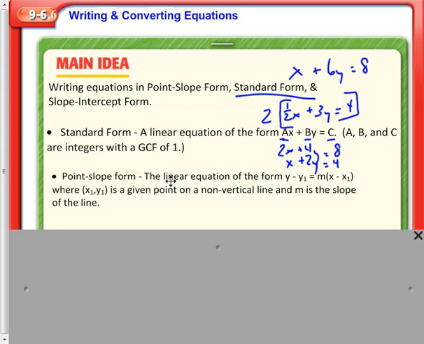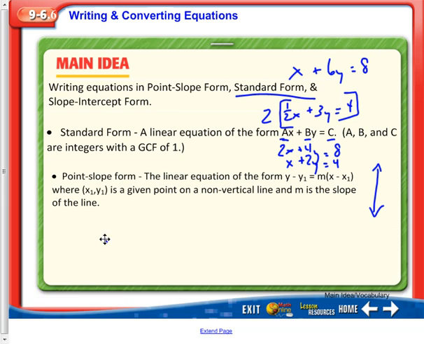Point-slope form is the linear equation of the form y minus y1 equals m times quantity x minus x1, where (x1, y1) is a given point on a non-vertical line, and m is the slope of the line. So it can't be a line like this, where it's straight up and down, because then we know that the slope is undefined. So you can't write it in point-slope form if it's undefined.